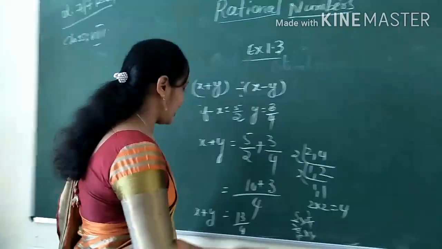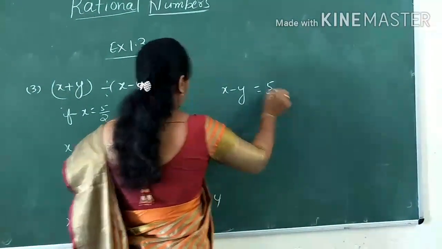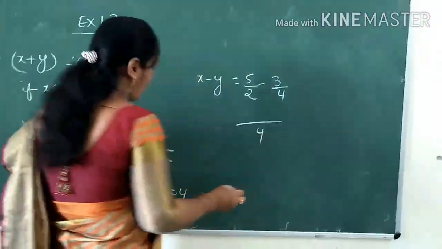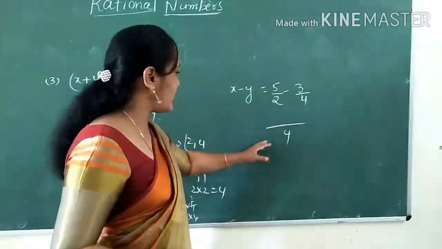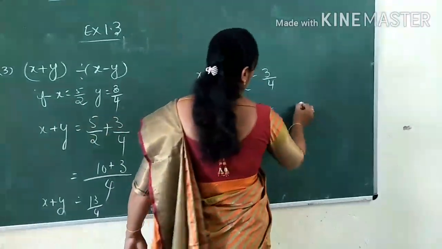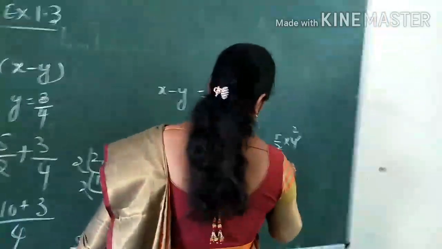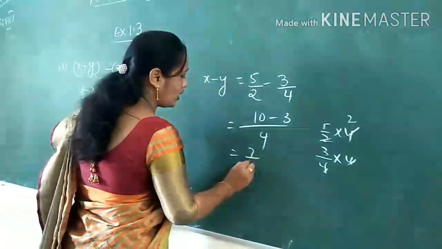Next we have to find x minus y. What is x? 5 by 2 minus 3 by 4. Here also the LCM is 4, as we already calculated for 2 and 4. So 5 by 2 becomes 10 by 4, and then 3 by 4. So 10 minus 3 is 7 by 4.